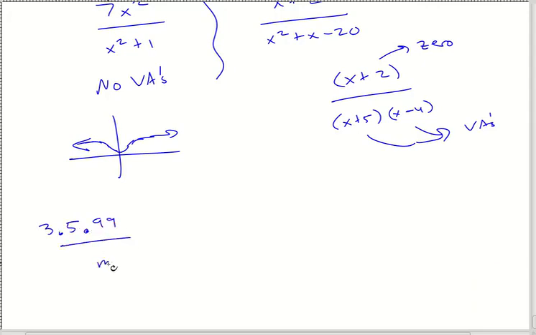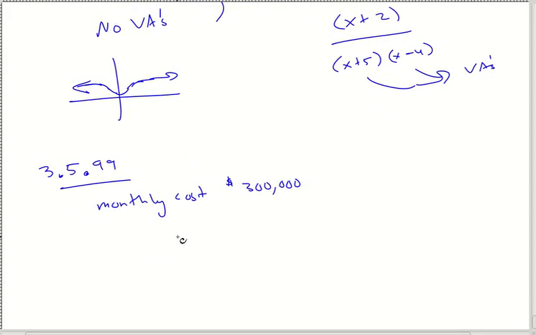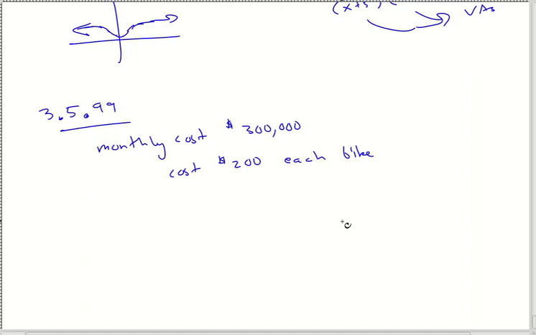Okay. This question says that we have a monthly cost of $300,000, and it costs $200 for each bike. Bike as in with a B, like a bicycle. So they're making bicycles at this factory, I guess.